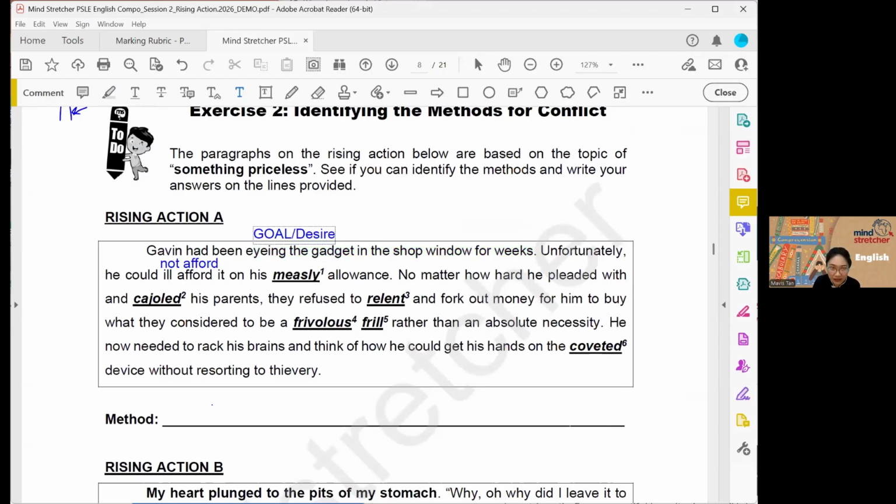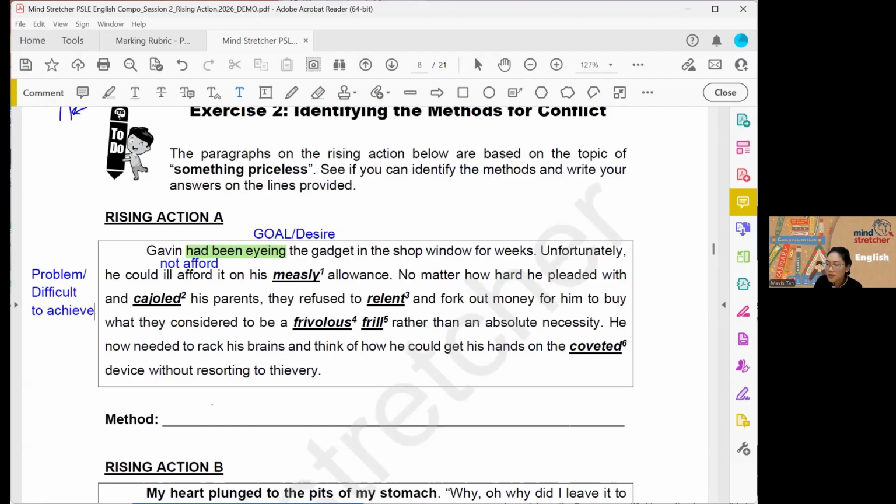had been eyeing. That means he has been doing it for a long, long time. Okay. Unfortunately, he could ill afford it. Means cannot afford it. So now we have a problem, isn't it? The problem is here. It's difficult to achieve. It's difficult to get the gadget because of his measly allowance, very little money. No matter how hard he pleaded with and cajoled his parents.